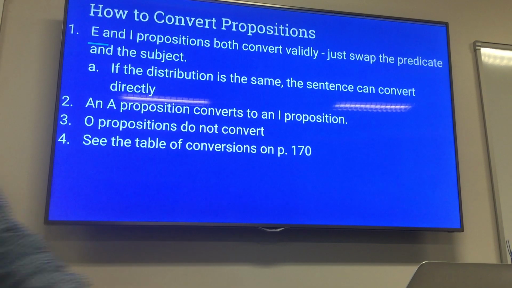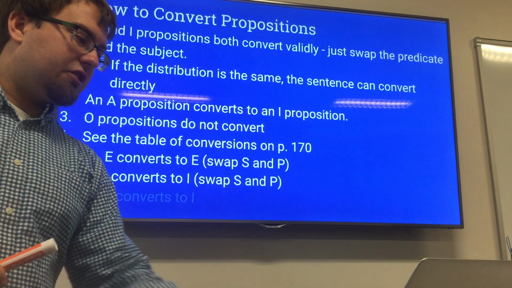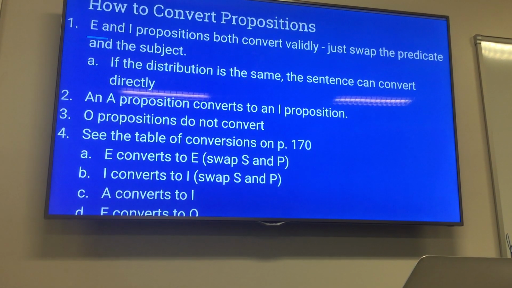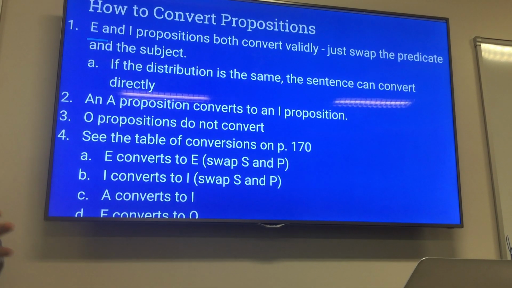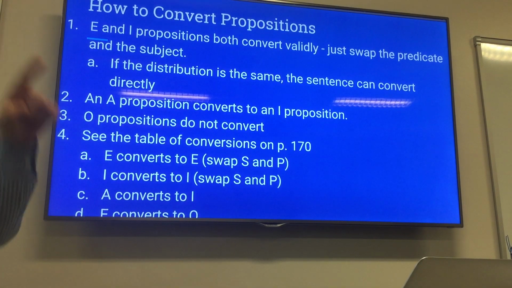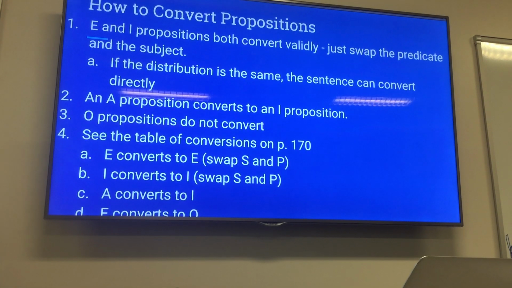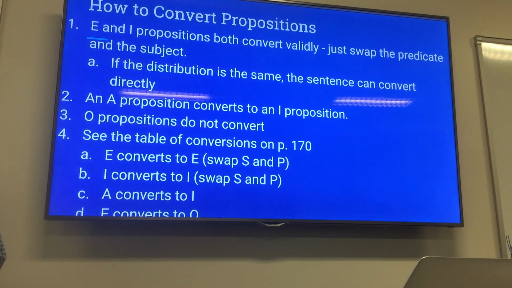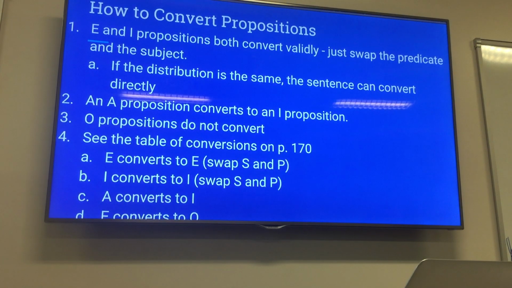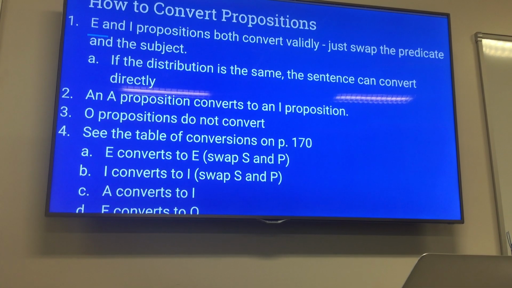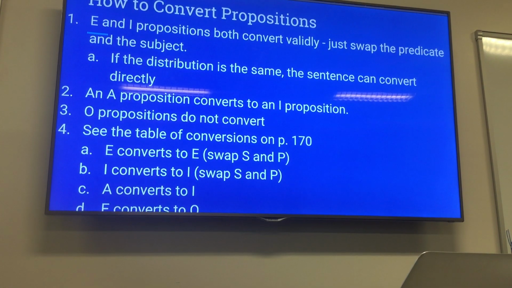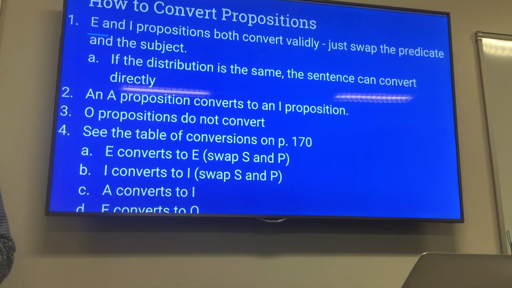Now, the table of valid conversions, and I'll just put it up on the board as well, gives you the ways you convert a sentence. And if you know that conversion means exchanging subject and predicate, then you now know how to use this chart. An E sentence converts to an E. An I sentence converts to an I. An A converts to an I. An E can convert to an O. Class as a group, can an O sentence convert? No. No! Excellent.